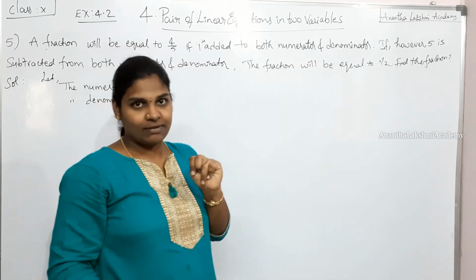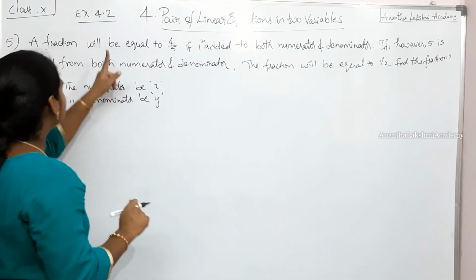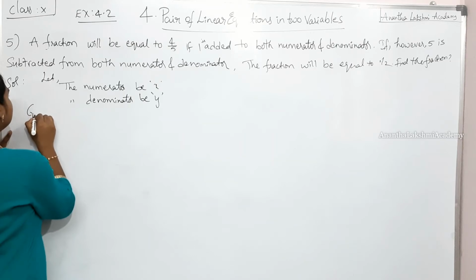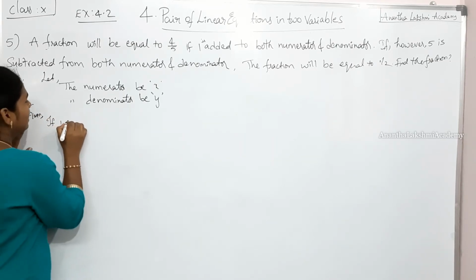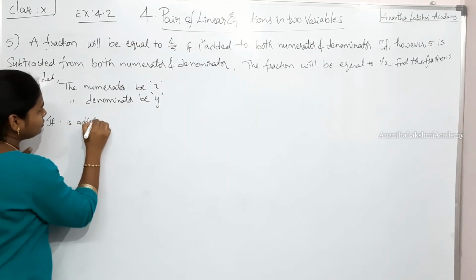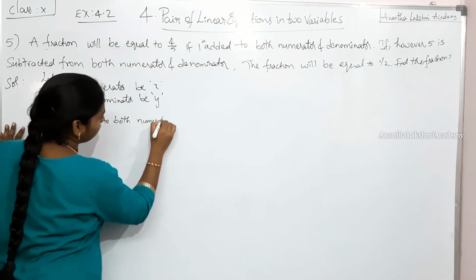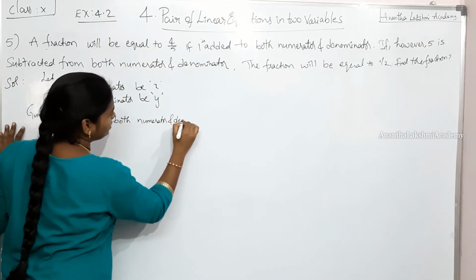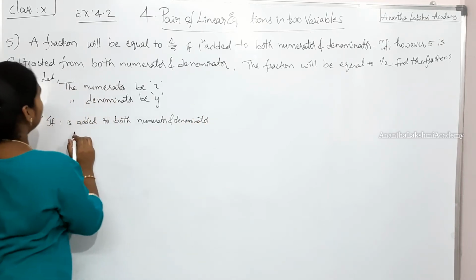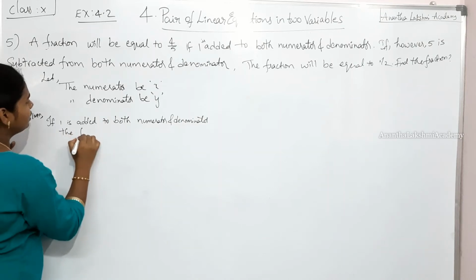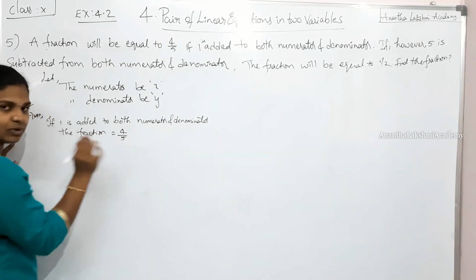So, two conditions are given for us, which will eventually lead to two equations. The first one is given: if 1 is added to both numerator and denominator, then the fraction is equal to 4 by 5. That is what is given for us.